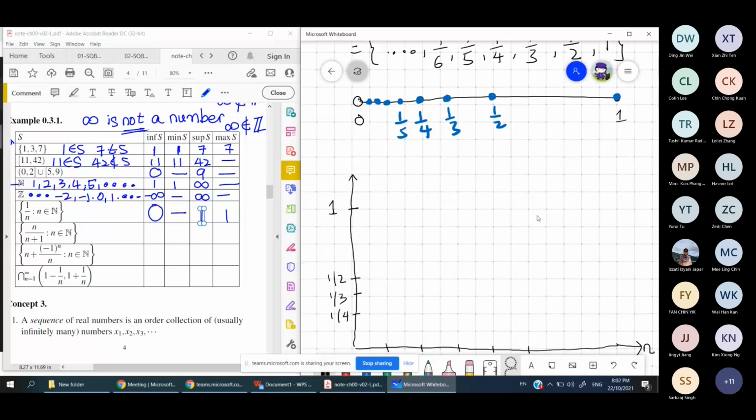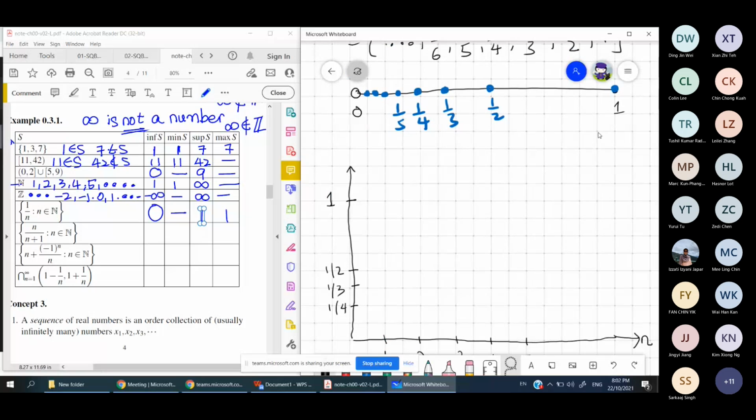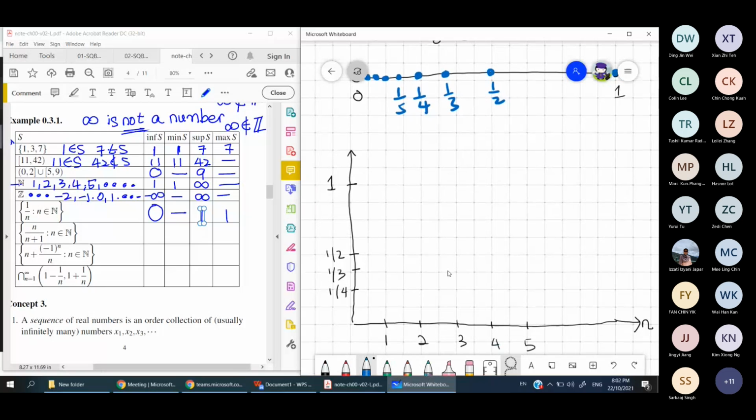Okay, you can look at the graph. When n is 1, the value is 1, right? So that's why we get a plot here. When n is 2, the value is half. When n is 3, we get 1 over 3, which is somewhere here. When n is 4, I have 1 over 4. When n is 5, we have 1 over 5, and so on. So you can see the graph will be like this.